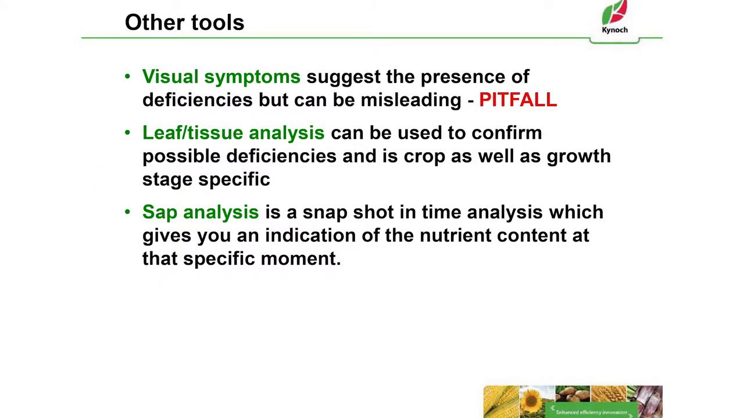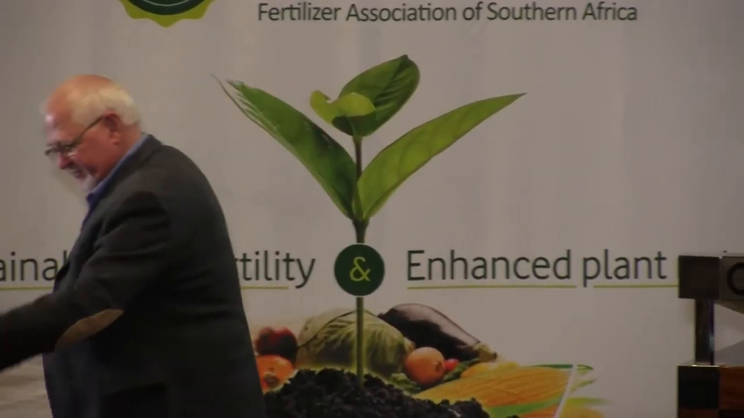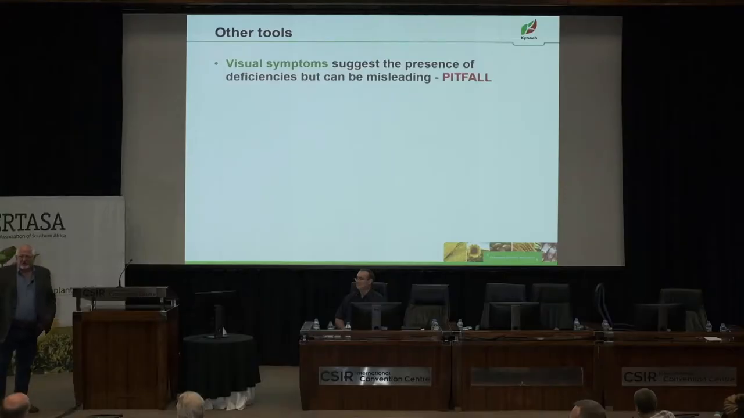Next one, we've got other tools. Visual symptoms suggest the presence of deficiencies but can be misleading. I'm always amazed if a guy walks into a field and tells the farmer, Mr. Farmer, you've got a nitrogen deficiency and a zinc deficiency and a manganese deficiency. And I think, sure, this guy is good. You can't do that. There are typical symptoms for nitrogen and potassium and so on. But if there are a few deficiencies in one crop, you're in trouble.